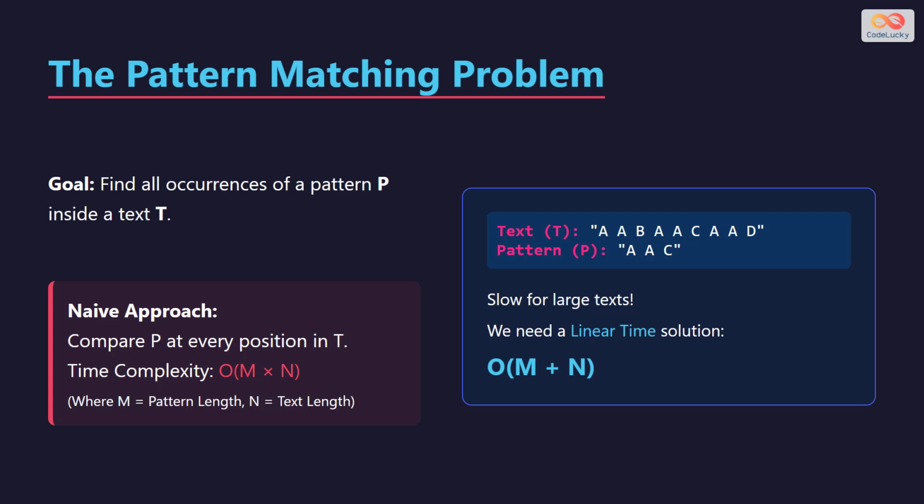First, let's define the problem we are trying to solve. We have a short string called the pattern and a longer string called the text. Our goal is to find every location where the pattern appears inside the text. A naive approach would be to check the pattern at every single position, but that is slow, taking time proportional to the product of their lengths. We need something faster, specifically linear time.